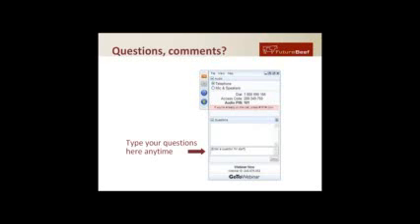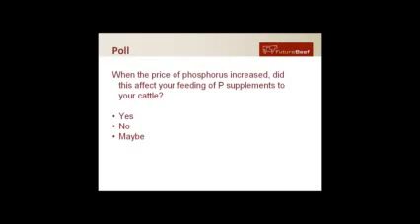Okay. This last segment is more about how we can capitalize on feeding phosphorus to our animals. So taking a bit of a holistic approach and some of the other things that are worth considering, as well as the economics.